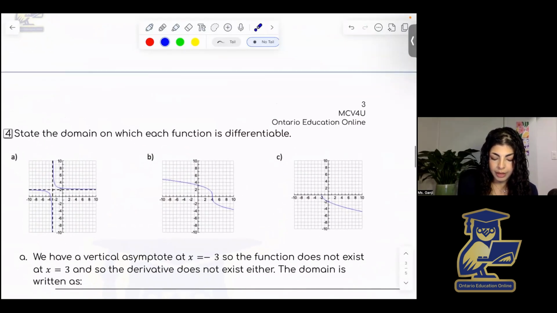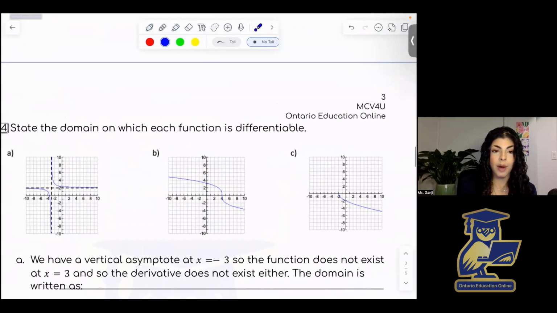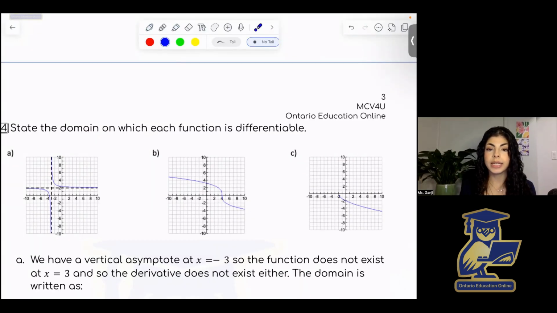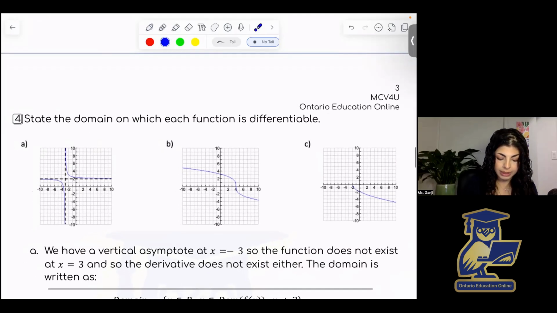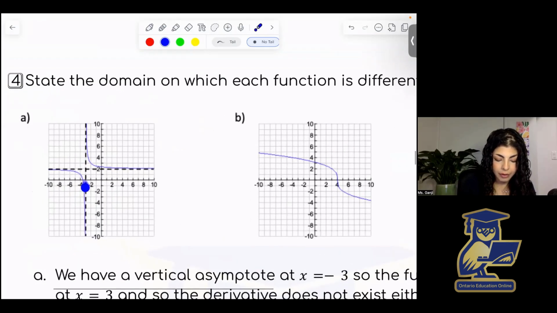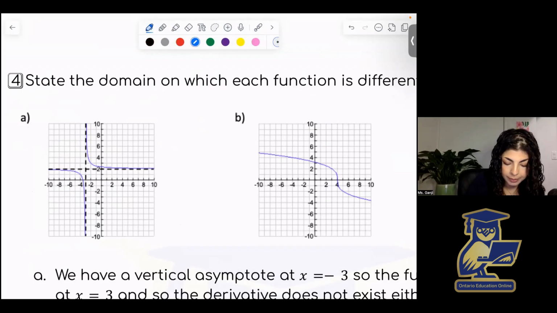Now, here you're given three graphs, and you're asked to state the domain on which each function is differentiable. So we want now, in set notation, to represent when the function is differentiable. So let's start with our first example here. We clearly have a vertical asymptote here at x is equal to 3. Or sorry, -3.